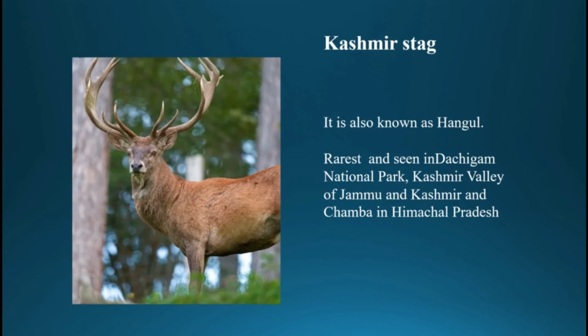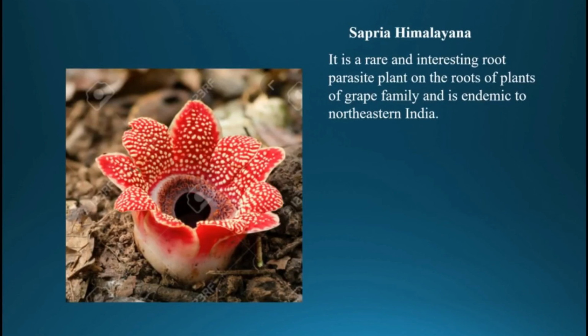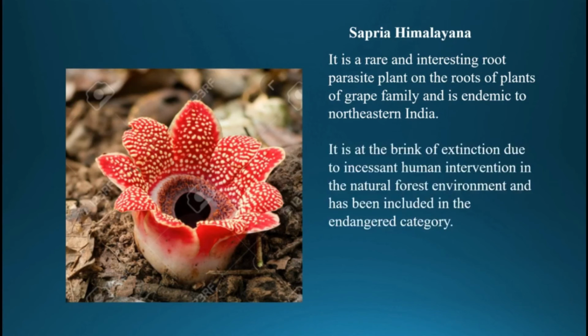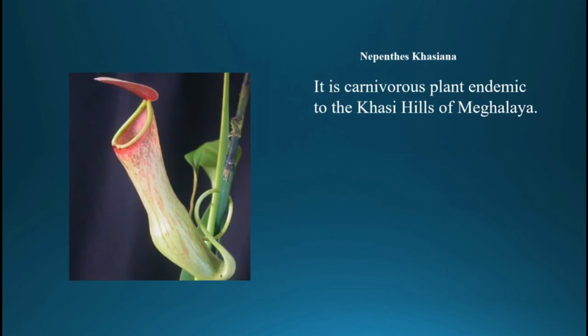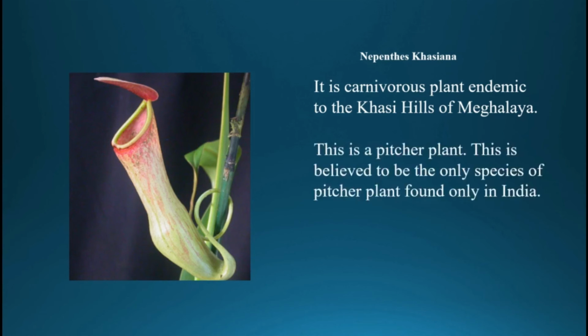Not only animals, there are a few plants which are found in a specific geographical region. In the northeast of India, this flower-like plant is found. In Assam, in Manipur, and in Meghalaya, you can see this plant. One more example, you must have seen this plant. It's called the pitcher plant. It's a carnivorous plant. And what is carnivorous? It eats insects. And again, it is confined to a particular geographical location. You will find this only in India.